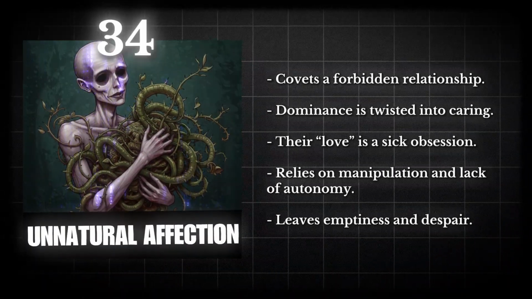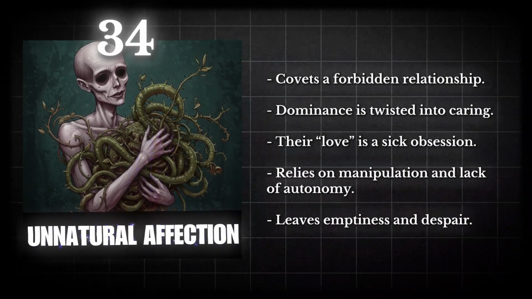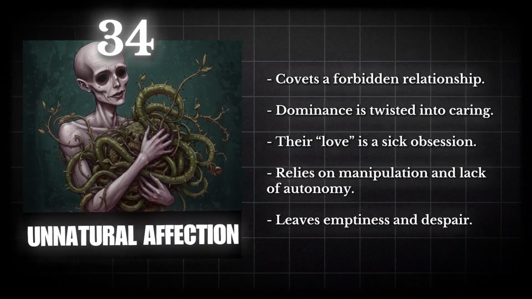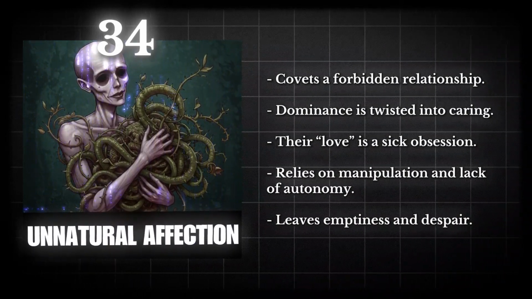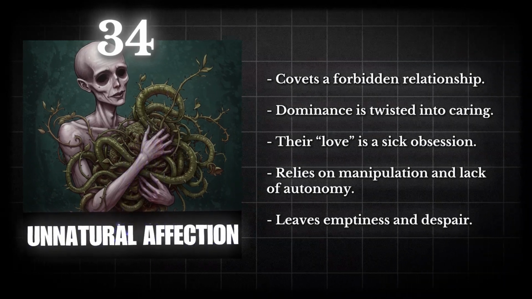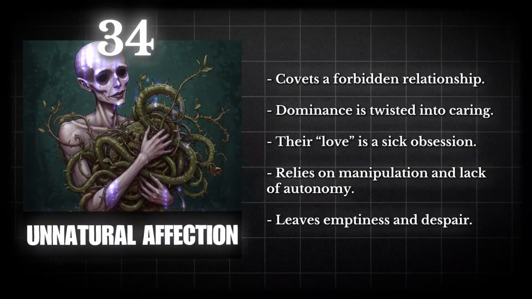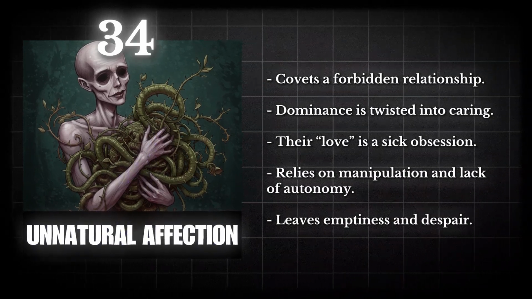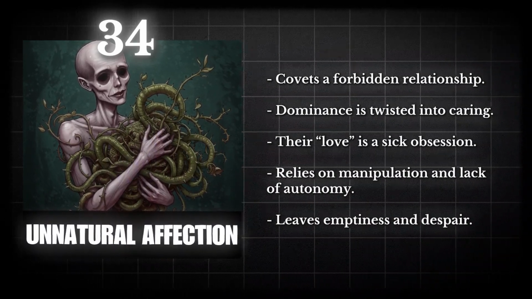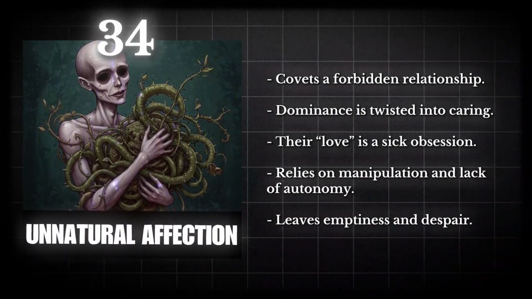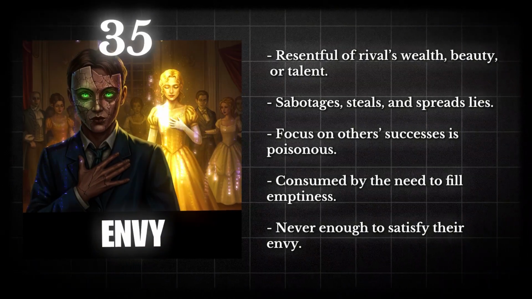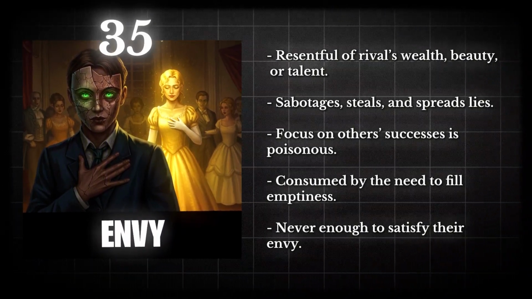34. Unnatural affection. The villain desires a forbidden relationship. In their twisted world, the more they dominate, the more they believe they care. But what they call love is anything but. It's a sick obsession that relies on manipulation and the lack of autonomy, leaving only emptiness and despair in its wake.